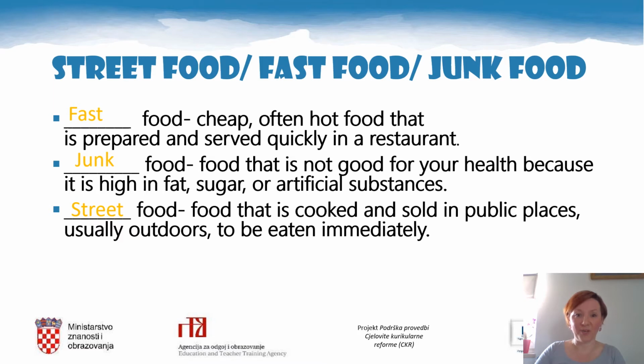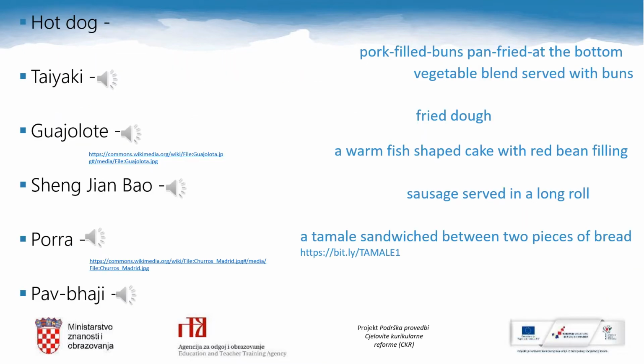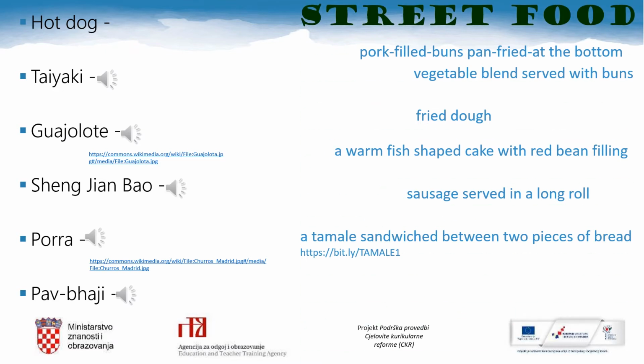Street food is food that is cooked and sold in public places, markets, usually outdoors, to be eaten immediately. Street food is the food that we are going to talk about today. In this slide, you can see the names and the descriptions of different types of street food around the world. Now, I'm sure you are familiar with the first one. It's hot dog, and this is what it looks like.